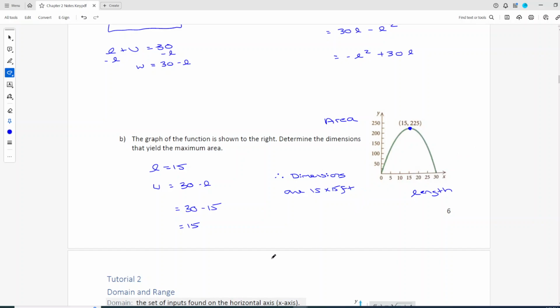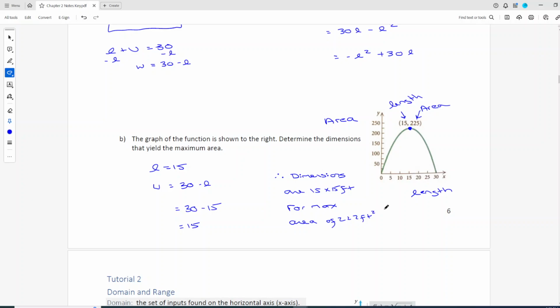Now, as an aside, what would the area be? Well, the area would be your y value, just like the length was your x value. So for the max area, it's 225 feet squared, or square feet.